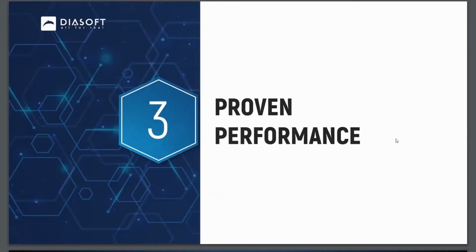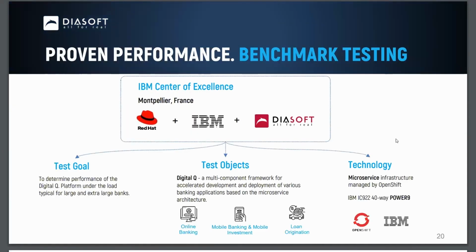We have talked about the architecture and the technologies of the platform. Now, let me show you how these features influence the performance of the platform. Together with the companies IBM and Red Hat, we have completed a joint project for benchmark testing of the platform. The testing was done in the IBM data center in Montpellier, France.